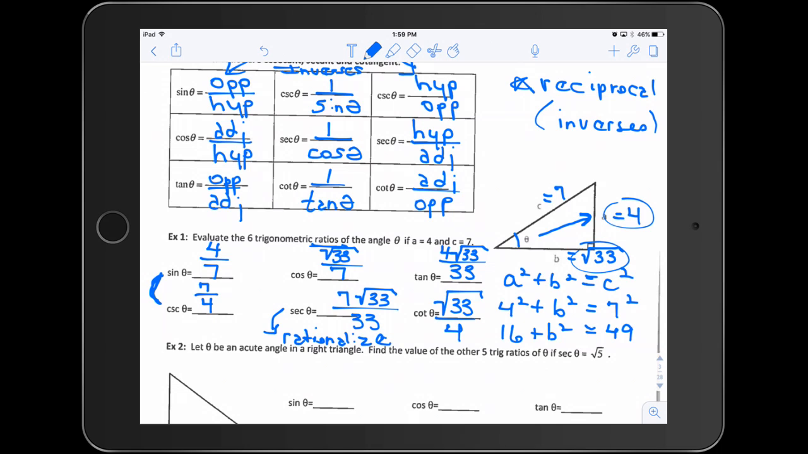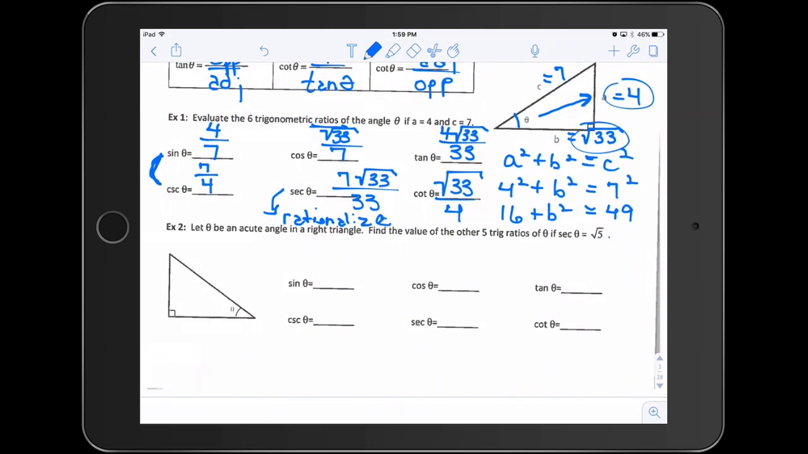And keep in mind, if you don't have all 3 sides of the right triangle, you need to find them using the Pythagorean theorem or some other tool you have from geometry, whether it's using SOHCAHTOA and so on. Now, notice this example 2 here. It says, let theta be an acute angle in a right triangle, so very similar. Find the values of the 5 trig ratios, not 6, because they're telling you that the secant of theta is already square root of 5.